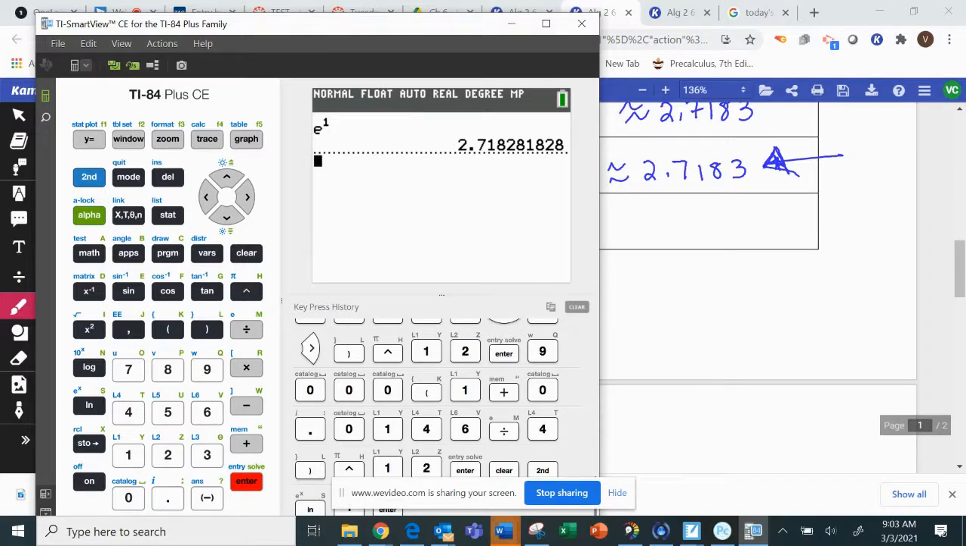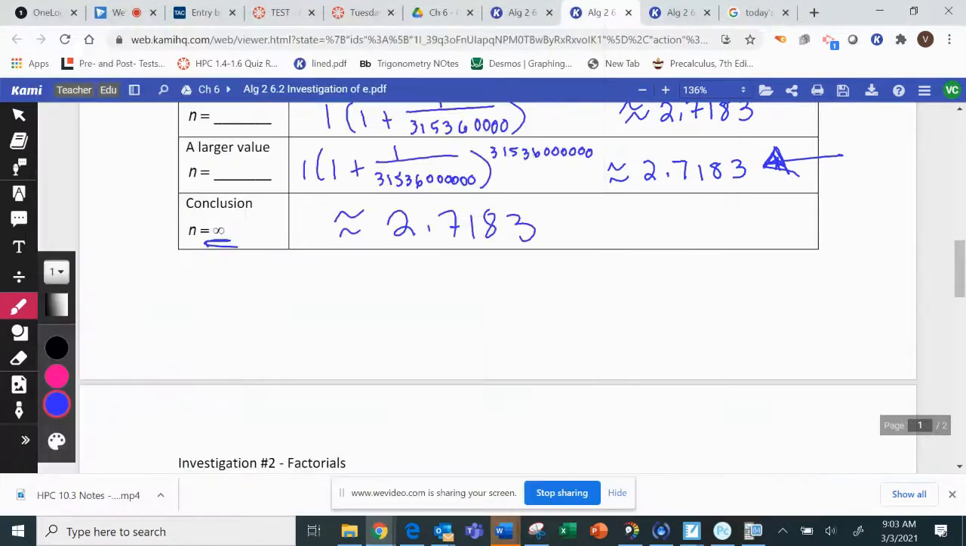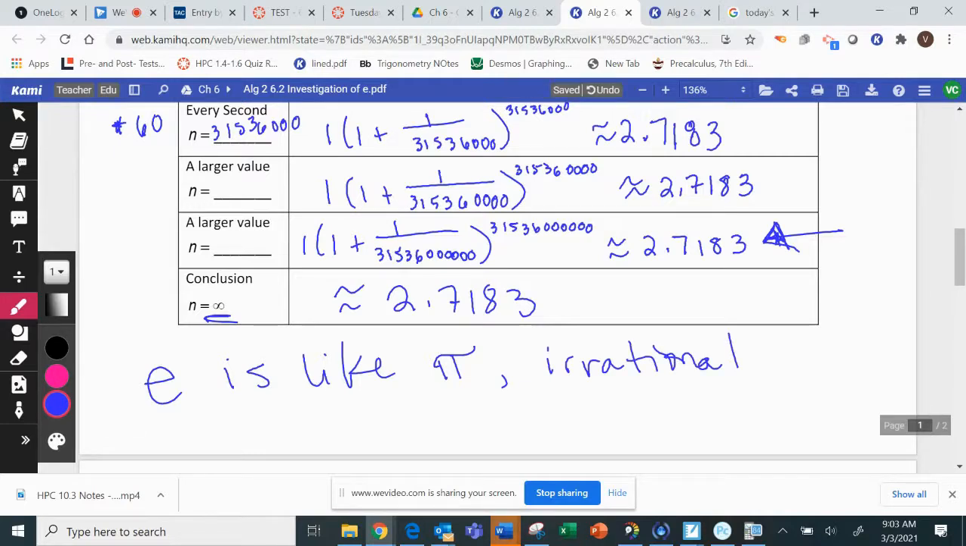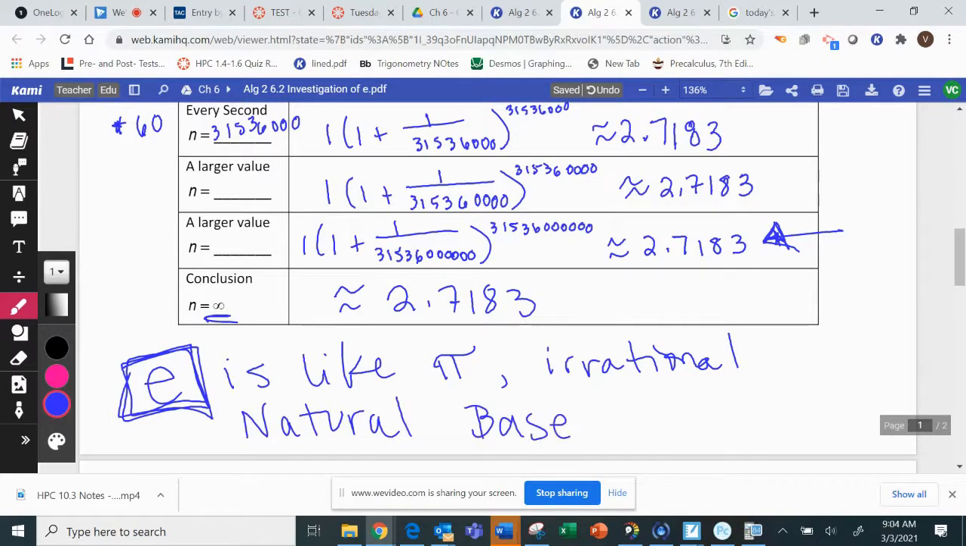What is the answer? 2.7183? This is called E. And what we did today is how we get E. E is a number just like pi. It is irrational. It's got all those decimals that go on forever. And it comes up in math, especially in exponentials. So this is something important. We will use it a little bit in algebra 2. You would use it more as you get into higher level math as well. It's called the natural base. And we discovered that number by doing something that we just learned.